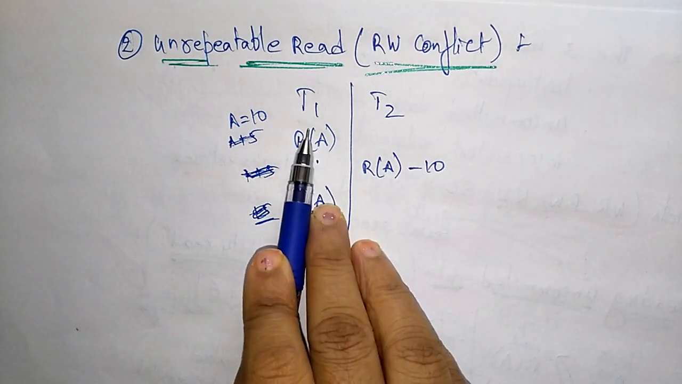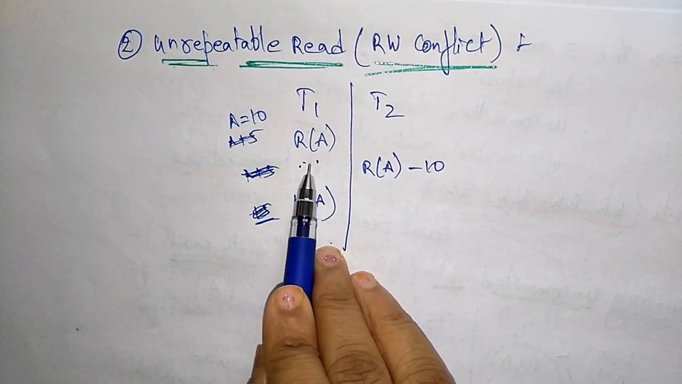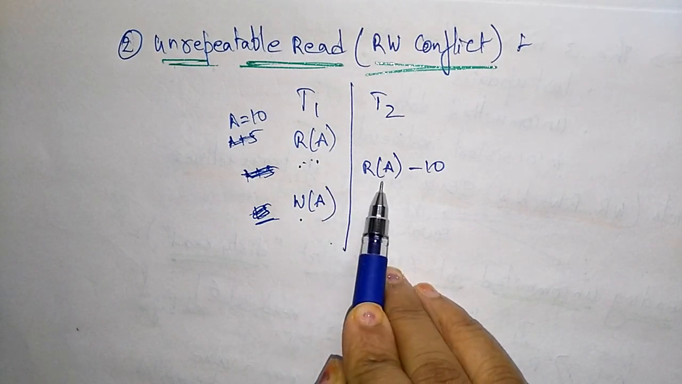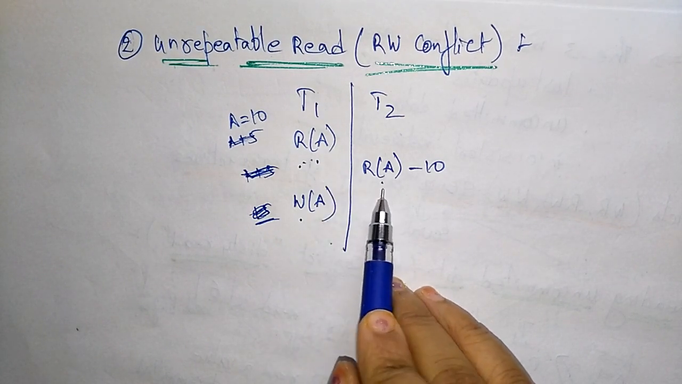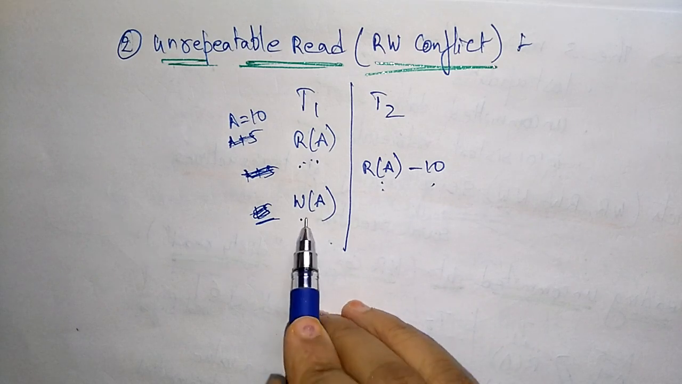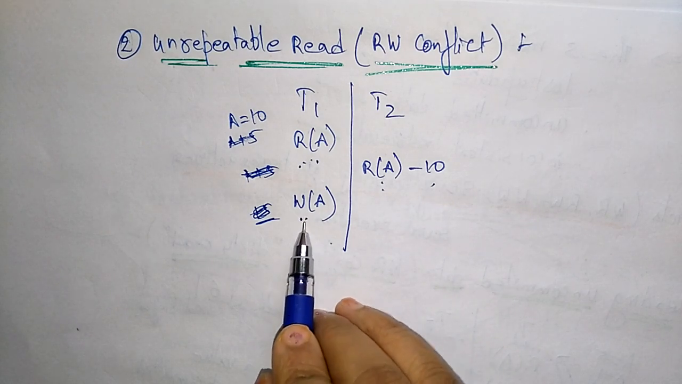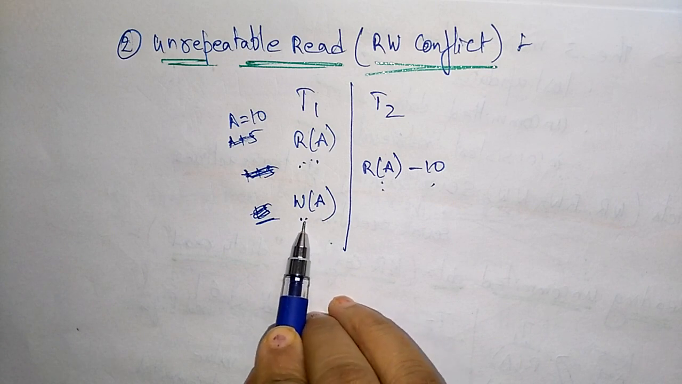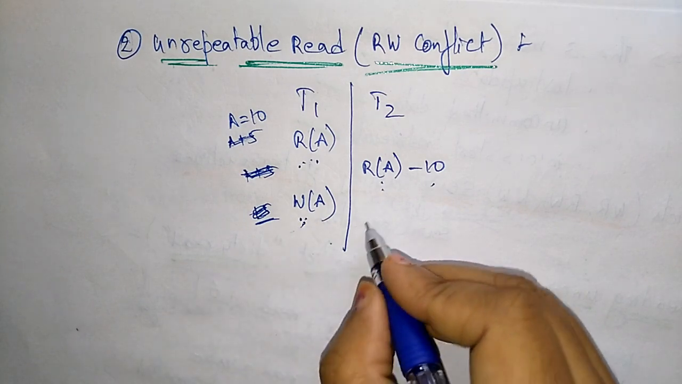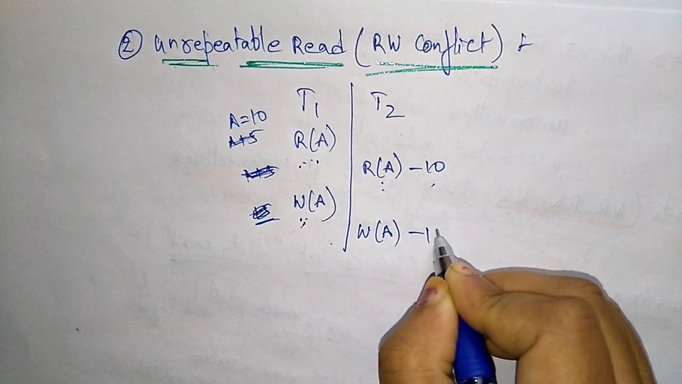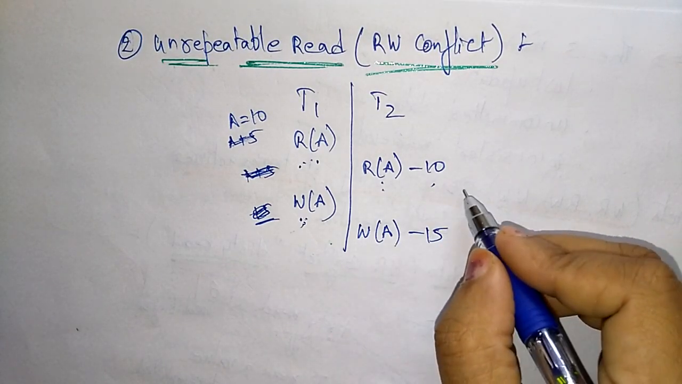Let us see first. T1, T2. Read A. A value is 10. Again it reads the value in T2 transaction, that A value is 10. After that it writes the A value. Then it again writes the value of A, that is 15, meaning it is updated.